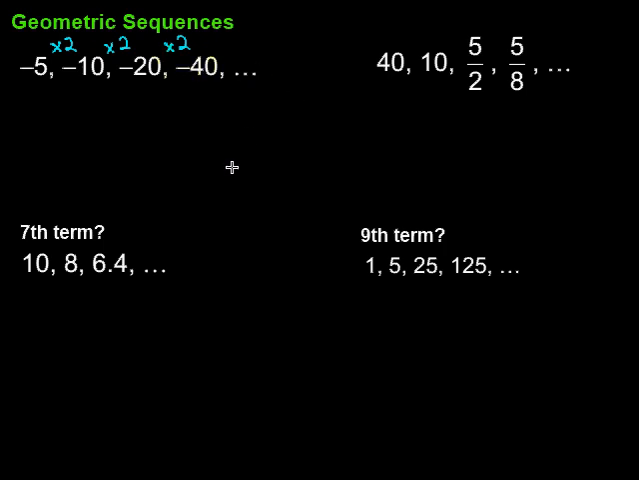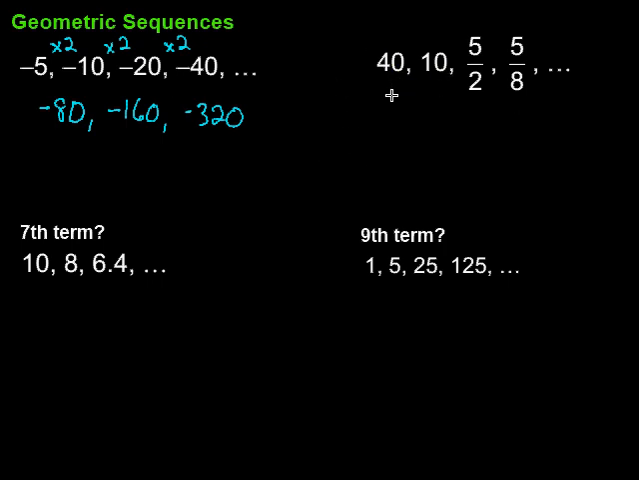So to get the next three terms here, I'm going to multiply negative 40 by 2, which is going to be negative 80. Then negative 80 times 2, which would be negative 160. And negative 160 times 2 would be negative 320. Okay? So that's how we can extend a geometric sequence.